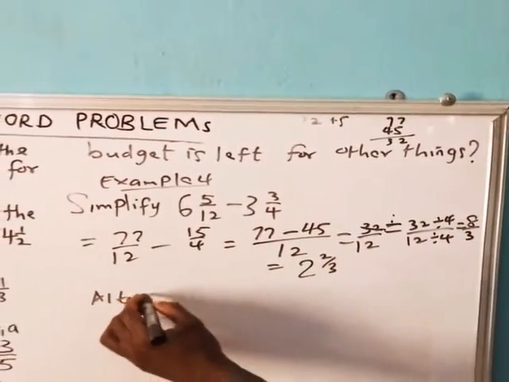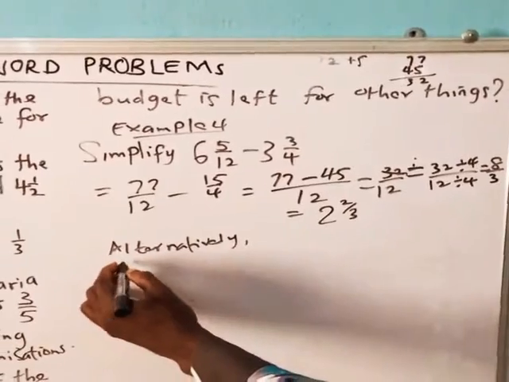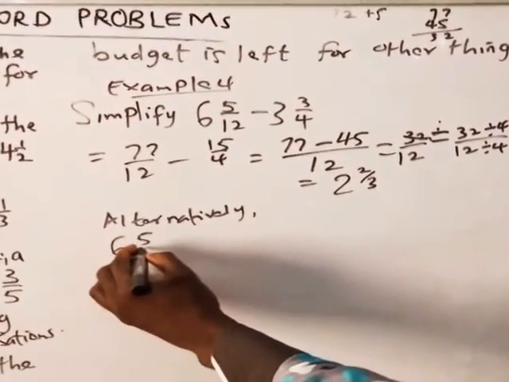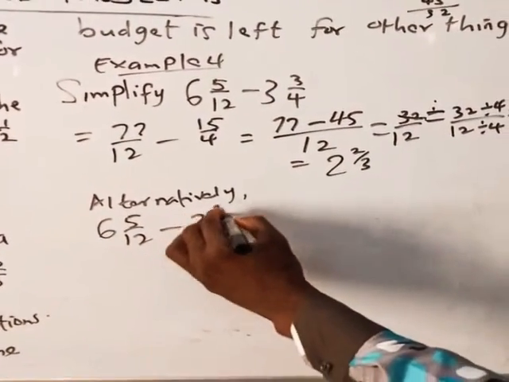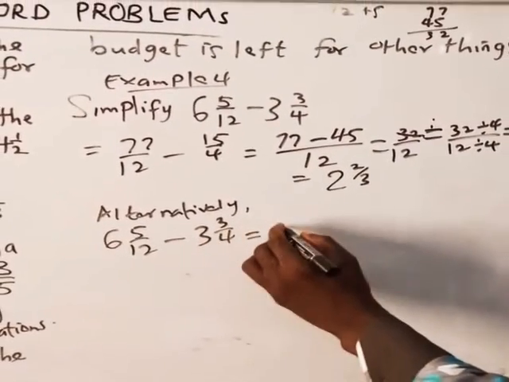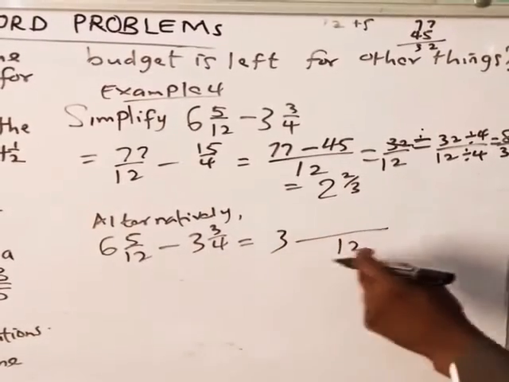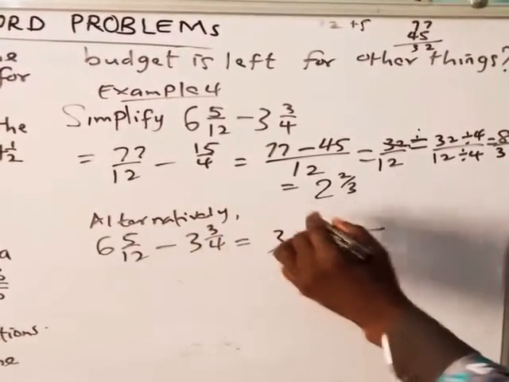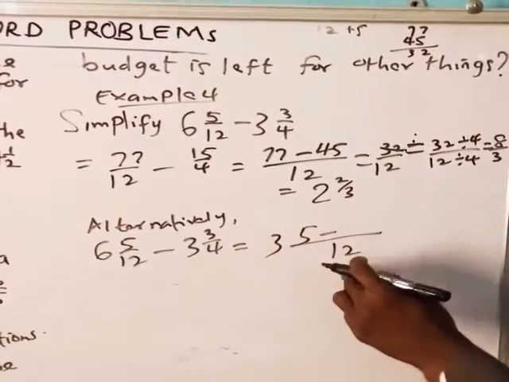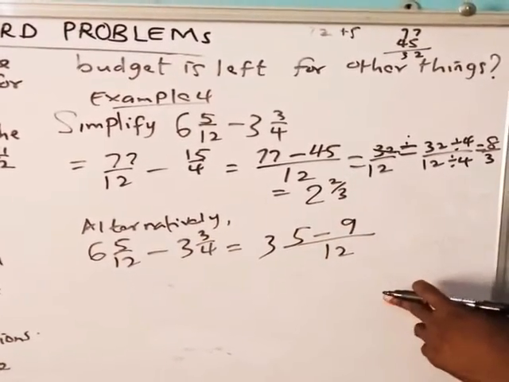Alternatively, you can have it this way. 6 whole number 5 over 12 minus this. So the whole number 6 minus 3 will give you 3. The LCM is 12. 12 into 12 is 1, 1 times 5 will give you 5. Minus 4 into 12 is 3, 3 times 3 is 9. You can see that it's impossible to subtract this now.